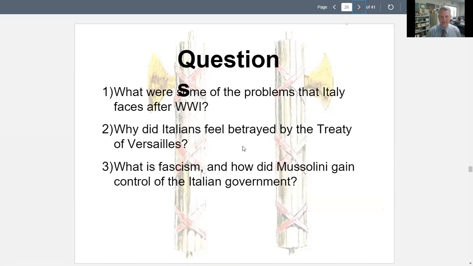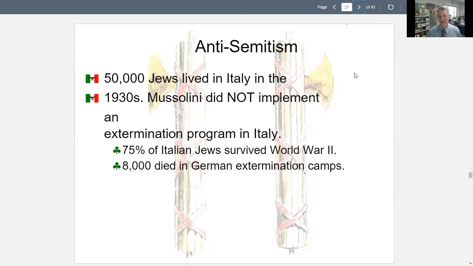So some of the problems that Italy faces after World War I, right, was high inflation and unemployment, right, and economic depression. The Italians feel betrayed by the Treaty of Versailles because of the land that was taken, even though they had won. And then fascism is this loyalty to the state above everything else. And he basically gains control after he marches on Rome, and it scares the king.